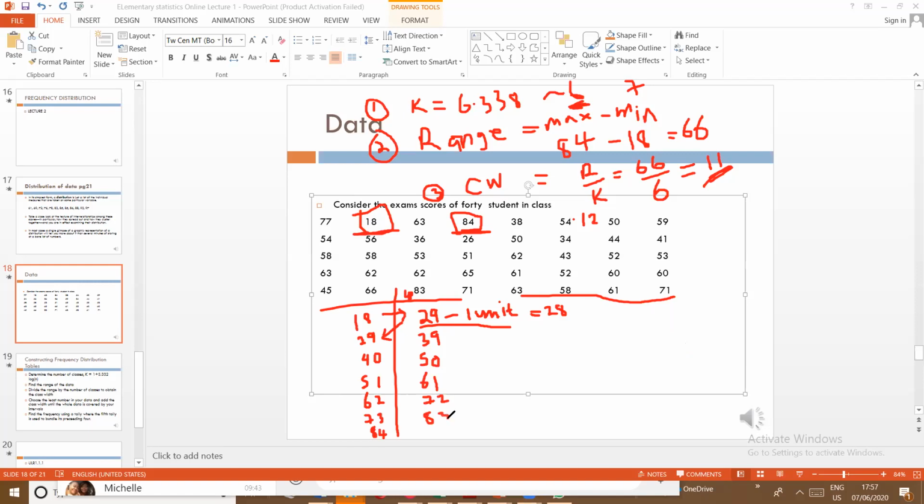Good. Now, if you look carefully at the intervals between the classes, 40 to 50 is 10. 51 to 61 is 10. 62 to 72 is 10, right? 73 to 83 is 10. So it means that the final class will be 94. Is it clear? Yes, sir. Very good.